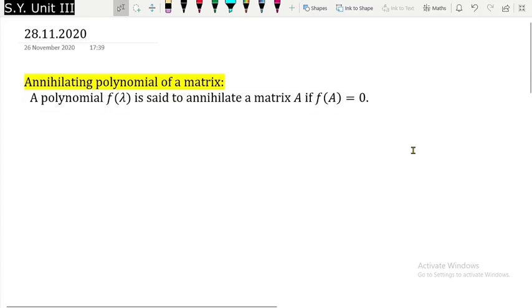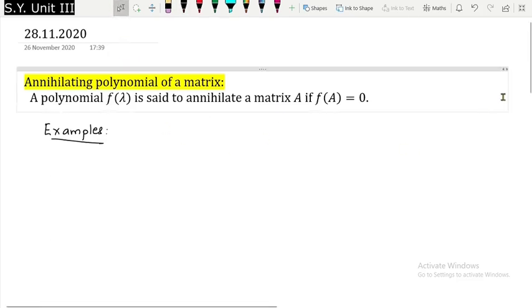So hello my dear students, today we are going to talk about a new concept, that is annihilating polynomial of a matrix. The concept is very simple and it is very interesting as well. So over here a polynomial f of lambda is said to annihilate a matrix A if f of A is equal to 0. So what is the meaning of this?